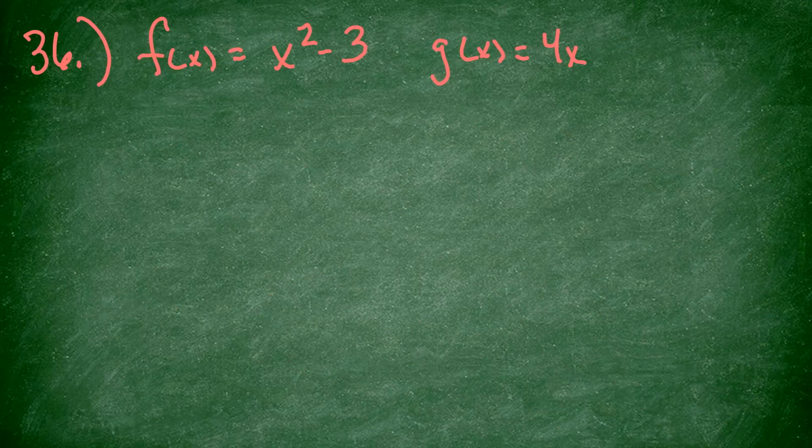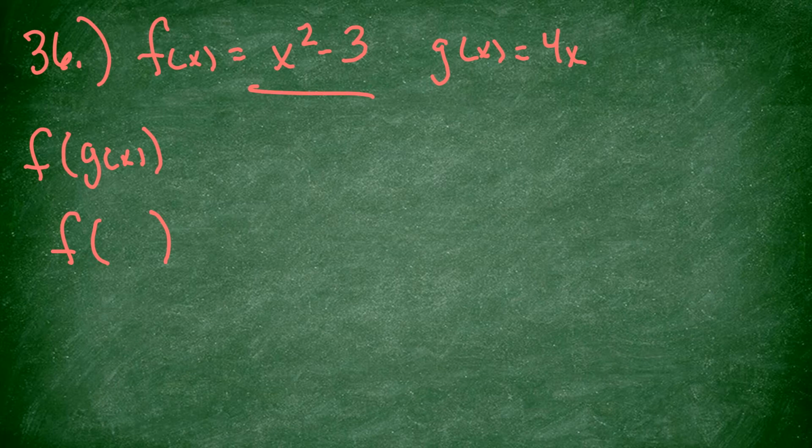All right. So 36, they give you f of x and g of x. I'm not even going to look at what the book did wrong at first. I'm just going to do the problem all by itself. They want you to do f of g of x. So right away, I'm going to start with f of big old blank space. So I take this and I write big old blank space squared minus 3.